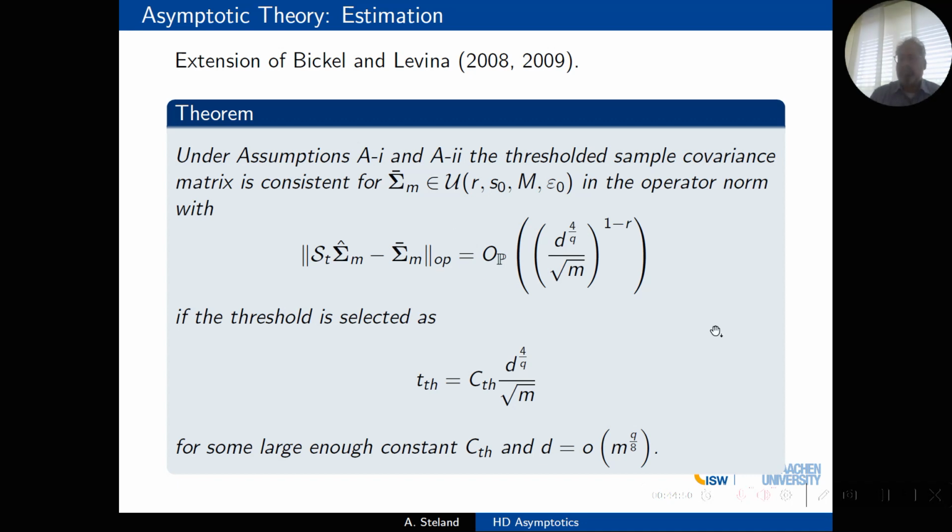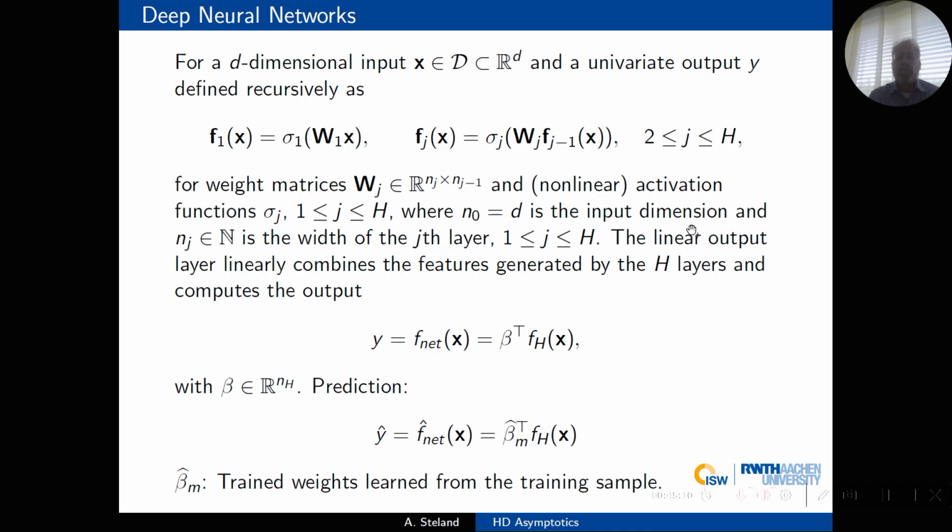And from this result, by using a known elementary inequality between the operator norm and the operator norm of an inverse matrix, one also gets consistency of the thresholded precision matrix. Okay, so now let us come to the application to deep neural networks, which I promised.